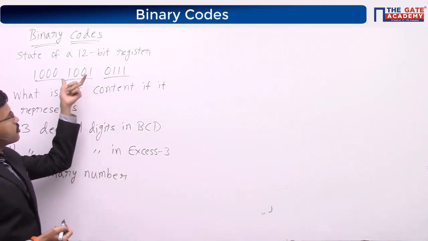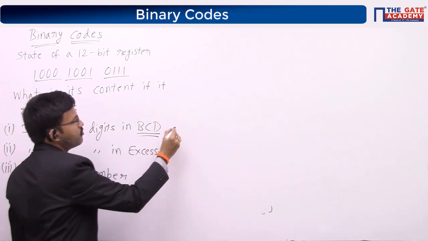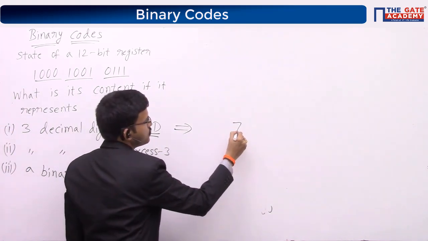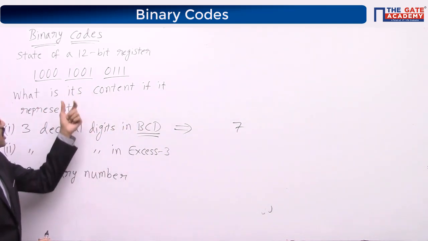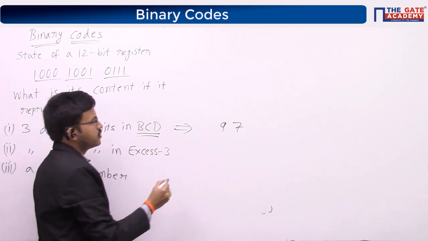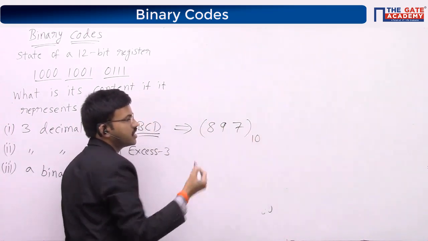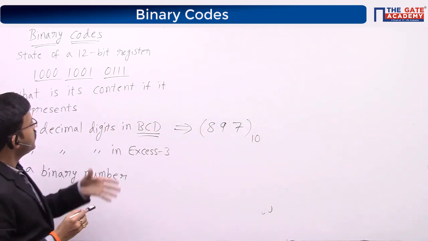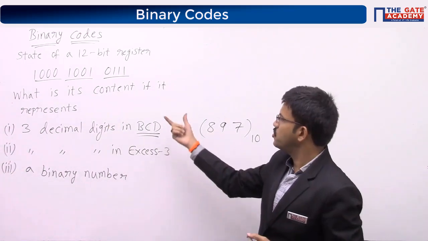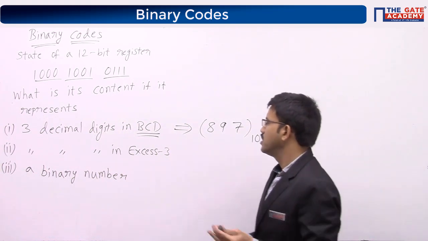Now I have done the grouping of 4 bits. First consider it is BCD. Then what will you get? 0111 is nothing but 7. 1001 is 9. 1000 is 8. Just go through the tabular form. This is the answer: decimal number 897, provided this code is in BCD. Whenever you do the grouping of 4 bits, you will get the corresponding decimal digits.